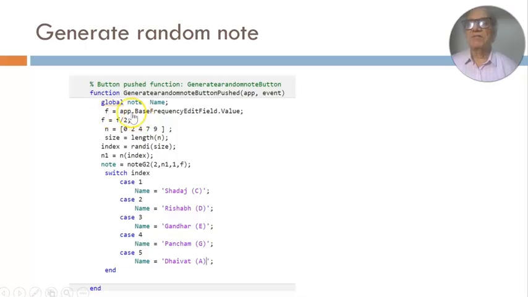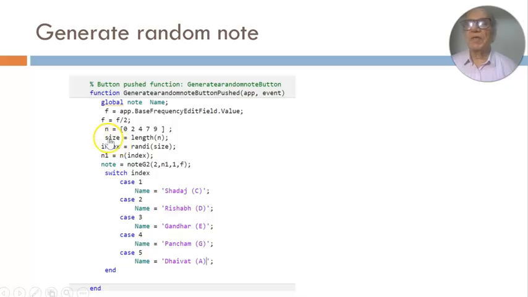Again, you set your frequency from the numeric field value. Then F is equal to F by 2 as usual. But now we define a small n vector having values 0, 2, 4, 7, 9. Why are we choosing like this? Because 0, remember, in our note function corresponds to Shadaj, 2 corresponds to Shuddha Rishabh, then this is Gandhar, this is Pancham, and this is Dhaivat. In Western terms, this will be C, D, E, G and A. So that is your n.